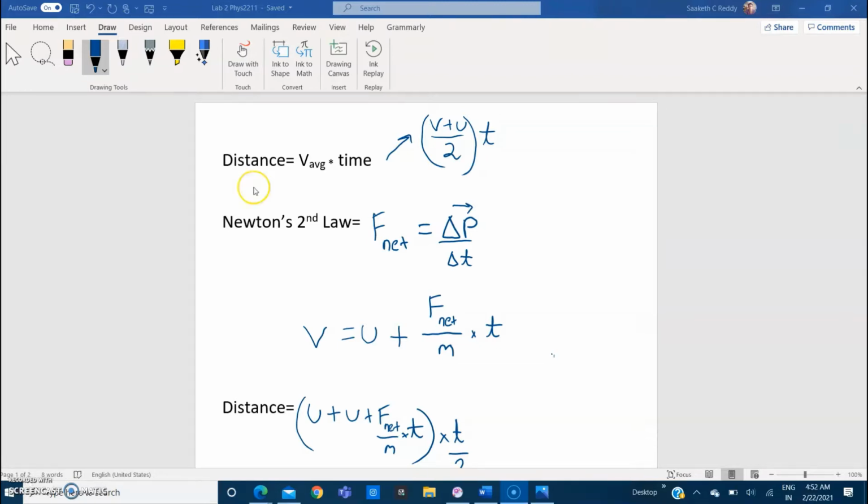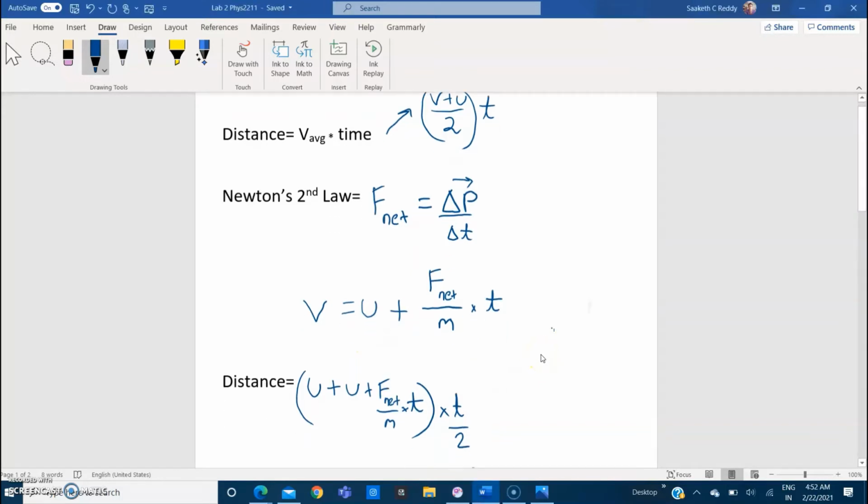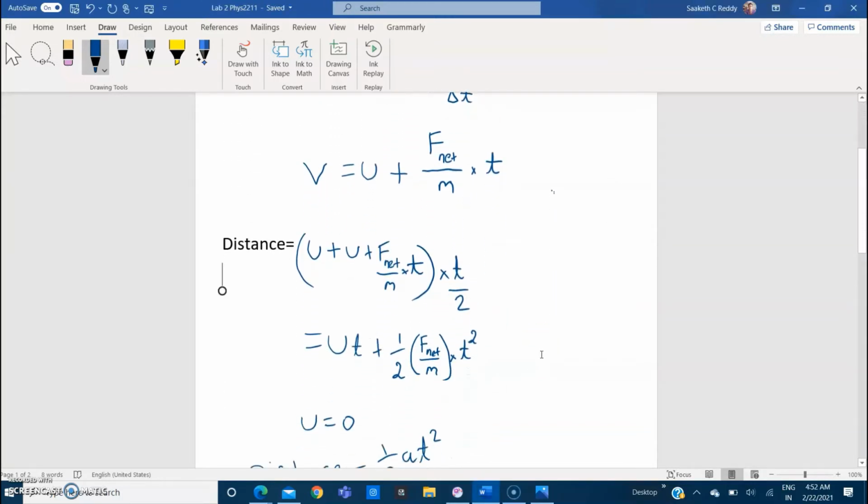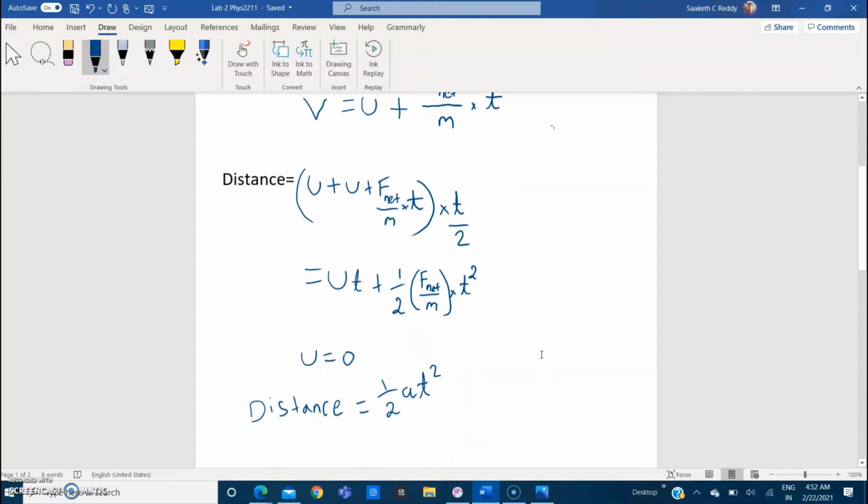Let's go. This is the distance formula. Distance is equal to average velocity multiplied into time. And this is Newton's second law. If we do a little algebra, the law looks like this. If we incorporate Newton's second law into the distance formula, the distance formula will finally look like this.